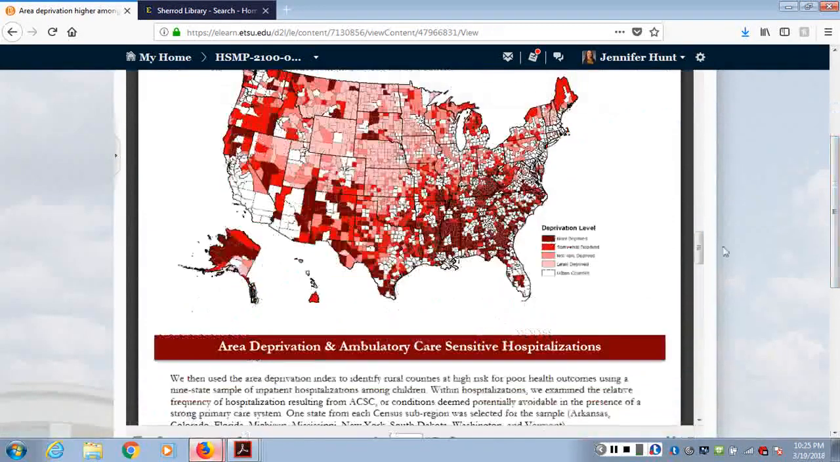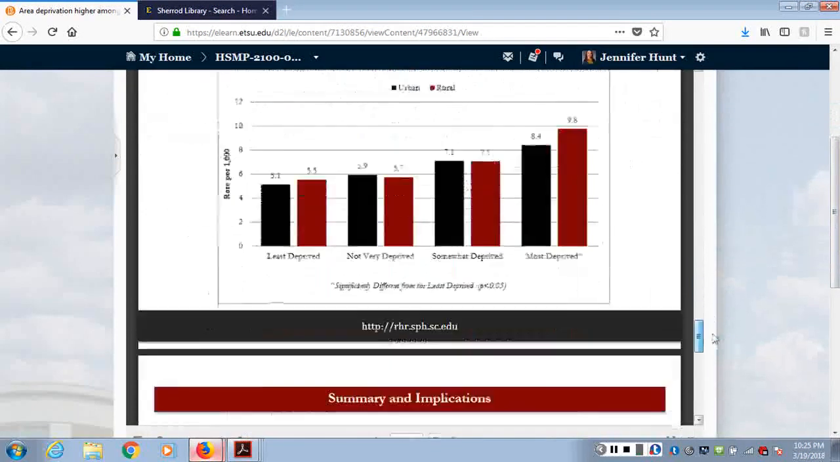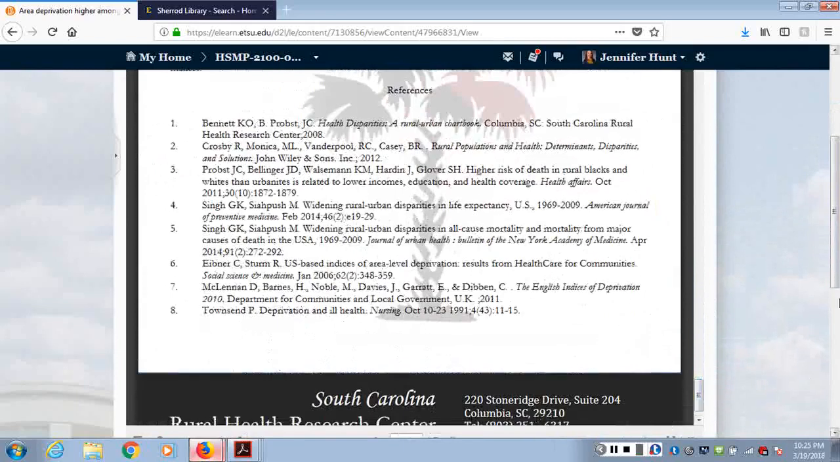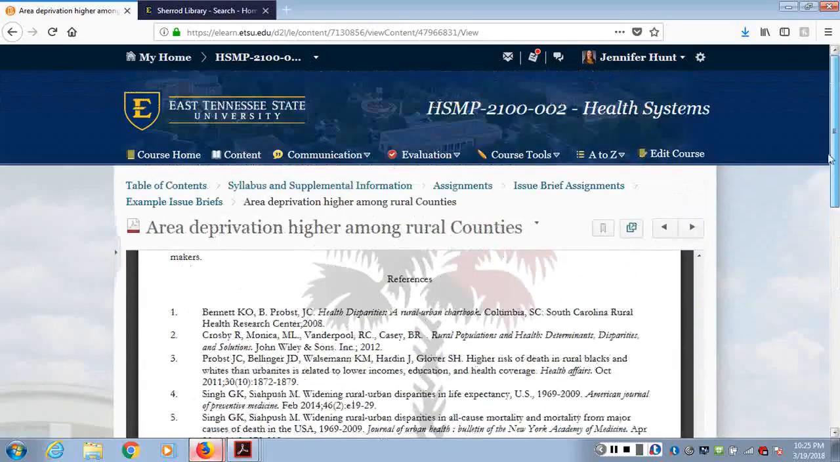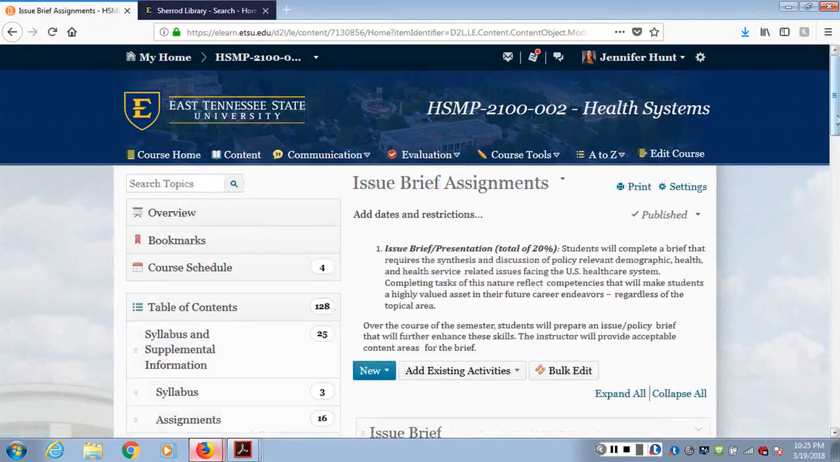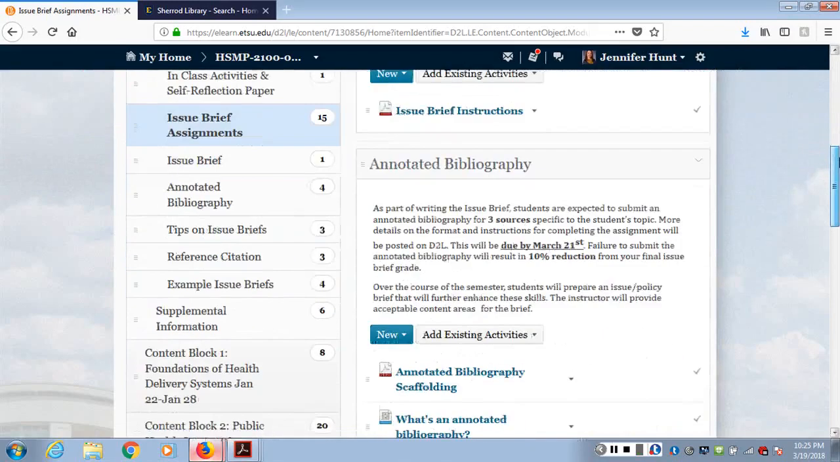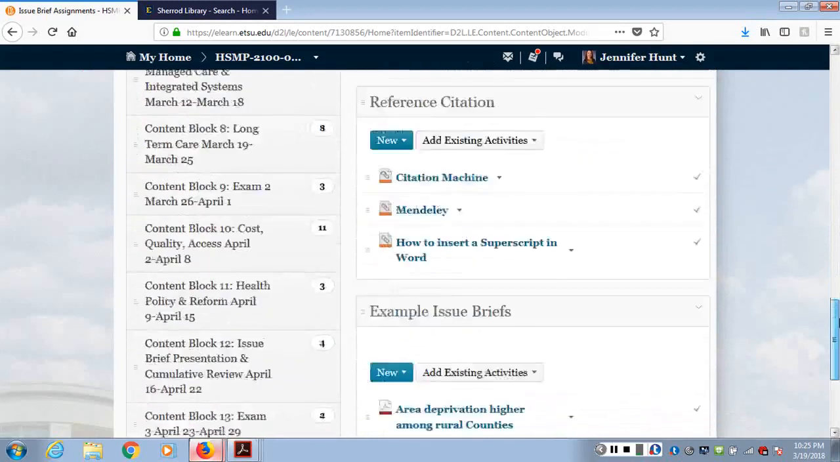So you can also use those as a reference on how to maybe aesthetically lay out your issue brief overall. So a lot of great information. Again, just go to your issue brief assignments. There's a lot of good information posted in here, but if you'll focus on your issue brief instructions, and as long as you follow those, you should be fine in writing your issue brief.